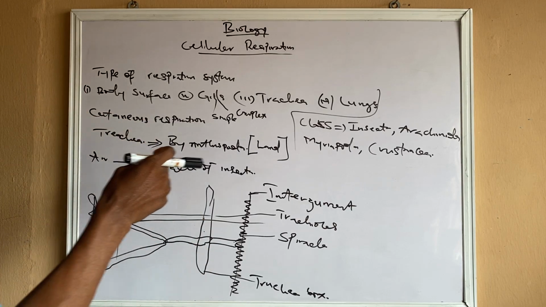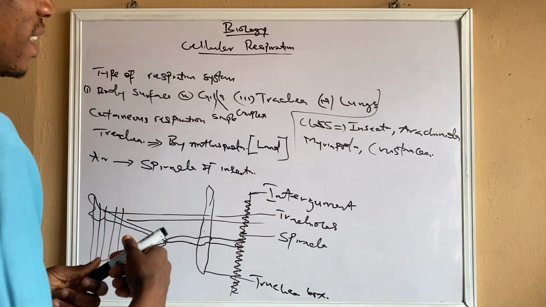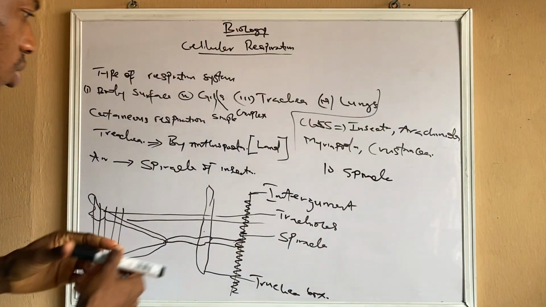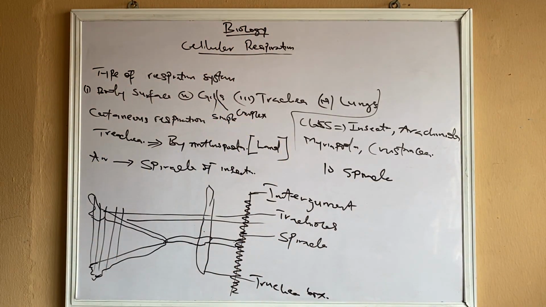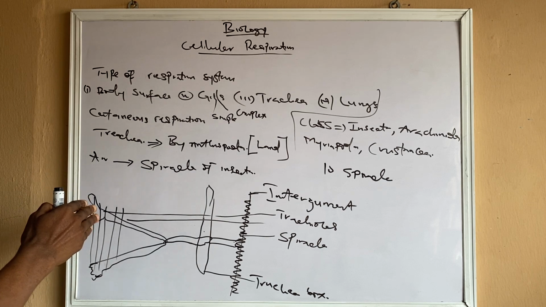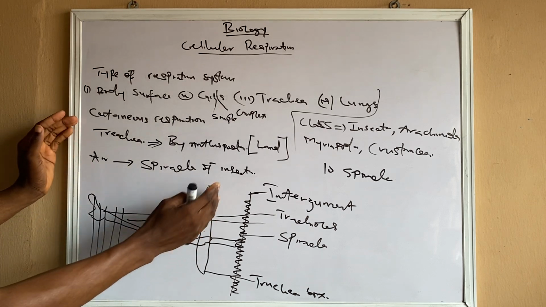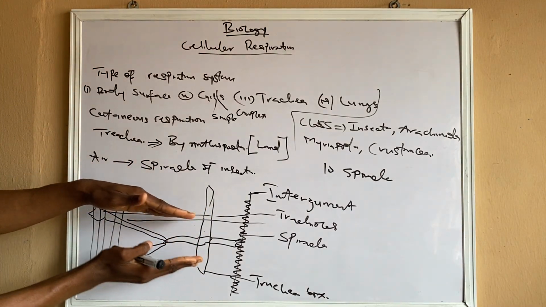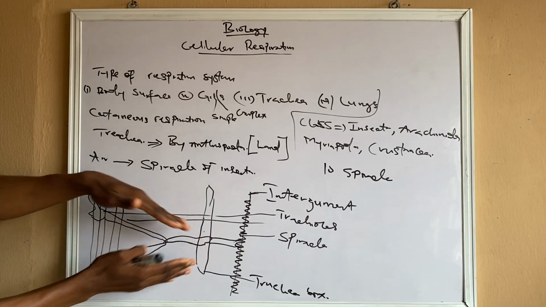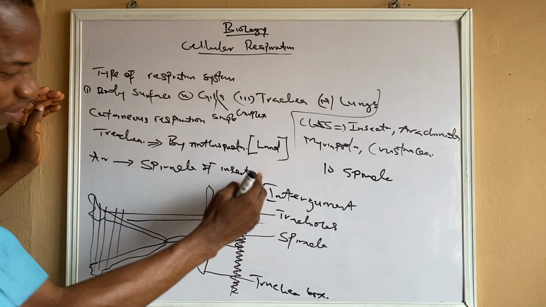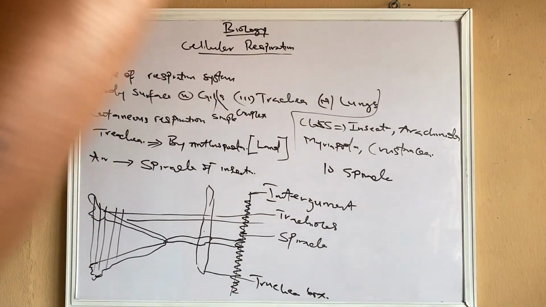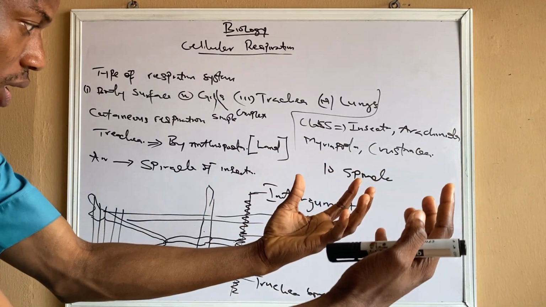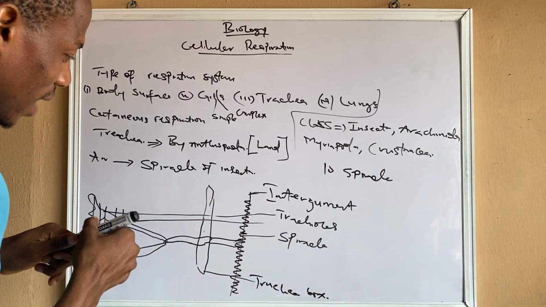Don't forget that in insecta, the cockroach has at least 10 spiracles. So let's assume the diagram of a trachea system. This is the trachea box. When the trachea is divided, it divides into tracheoles, which are subdivisions of the trachea. But this is the spiracle. The spiracle is the one through which we absorb the air or oxygen that is coming, and it will get into this place.